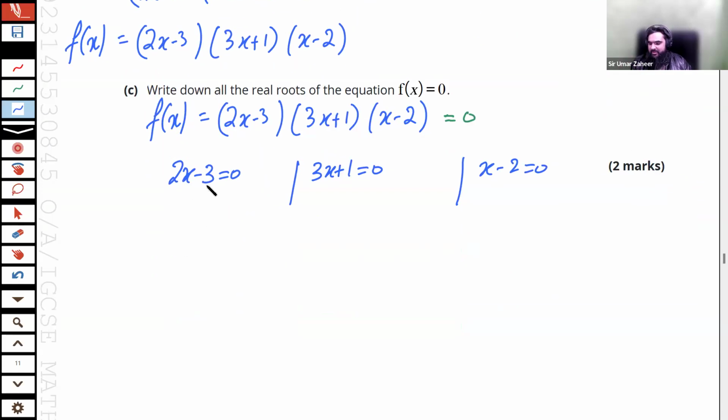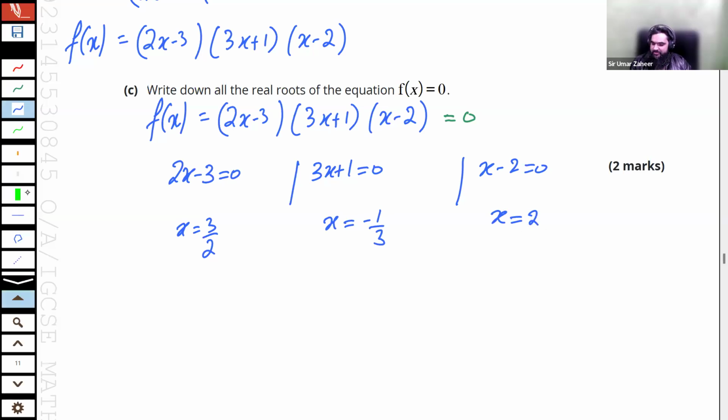Minus 3 will become plus 3, so 3 over 2. Plus 1 on the other side will be minus 1, so it will be minus 1 over 3. Minus 2 on the other side will be plus 2. So we get the three roots: x is equal to 3 over 2, x is equal to minus 1 over 3, and x is equal to 2.